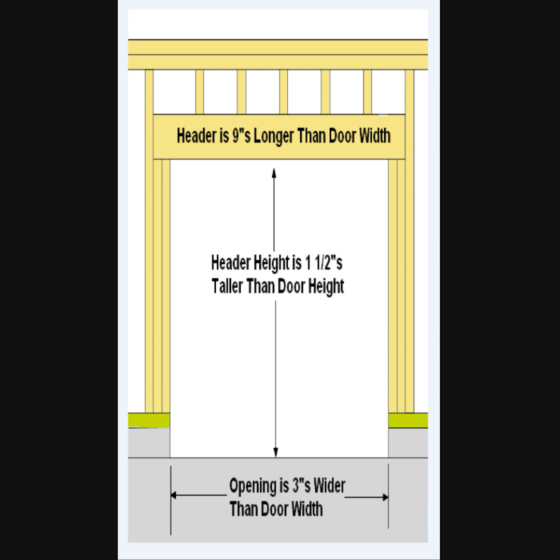Okay, so now we have a garage door, and we can see that the header height is 1.5 inches taller than the door height, and the opening, this is the rough opening, is 3 inches wider than the actual door width. So if you have a garage that is 8 feet wide, the rough opening would be 8'3". And then you have 2 jacks or trimmers, and then you have the king stud on either side of the header.